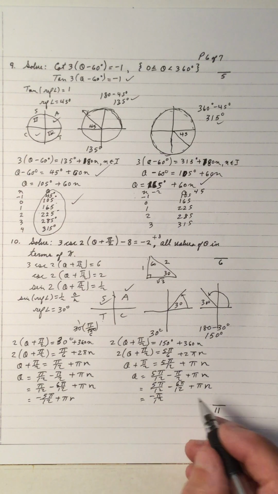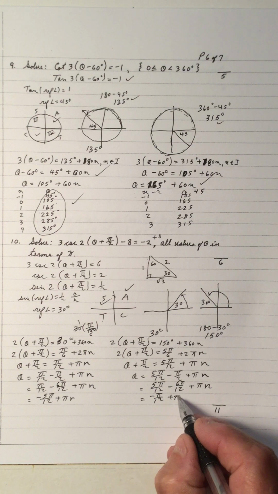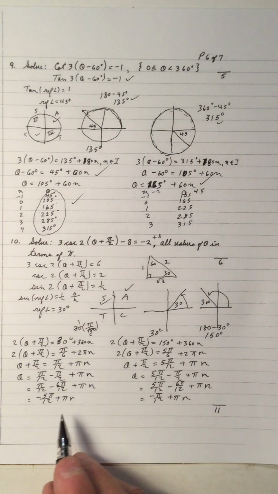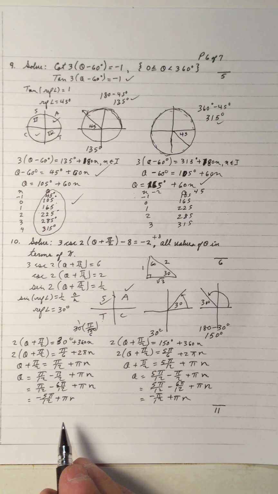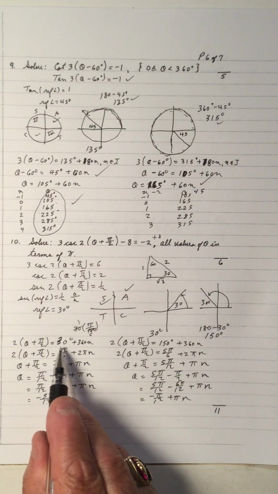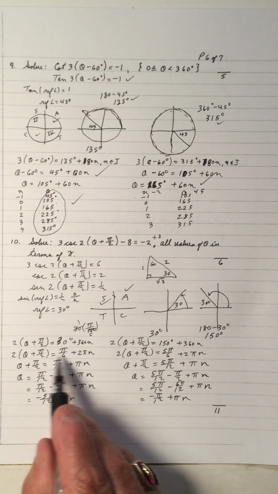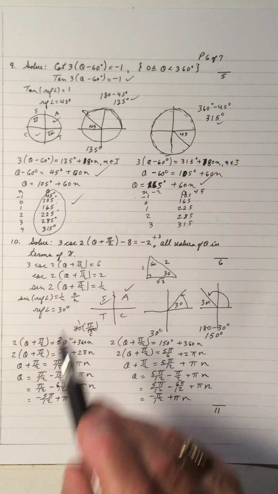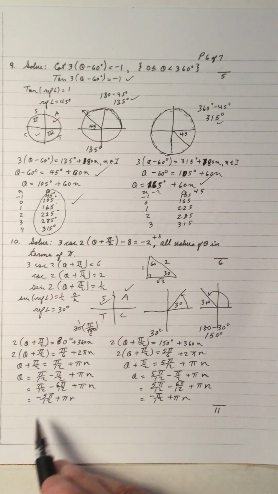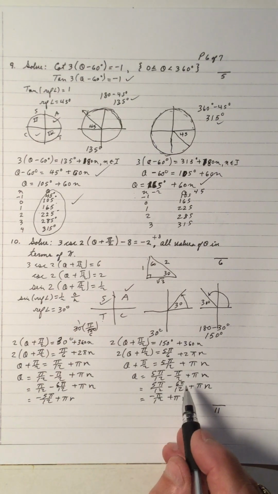plus pi n. So there's the two answers. And there's 6 marks. Notice I worked in degrees, but I changed my degrees to radians because they want them in radians. So manipulated, I have my answers.